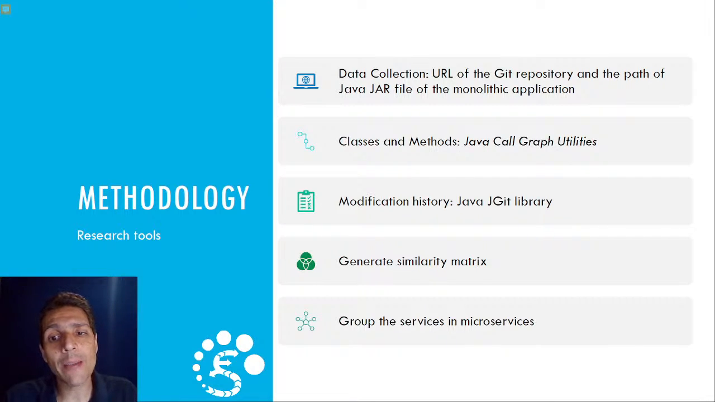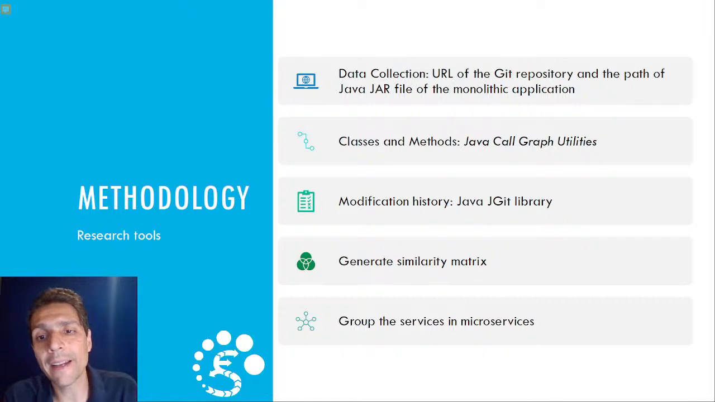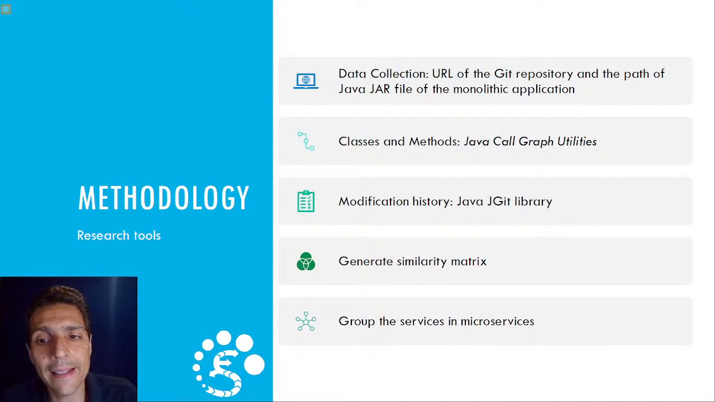Then we use the JGit library to get the change history, the modification history from the Git repository. So we built another tool that parses this change history, and based on the diffs, we can find out which files were changed in each commit. And based on this file change per commit, we can make another dependency that links together files or classes.